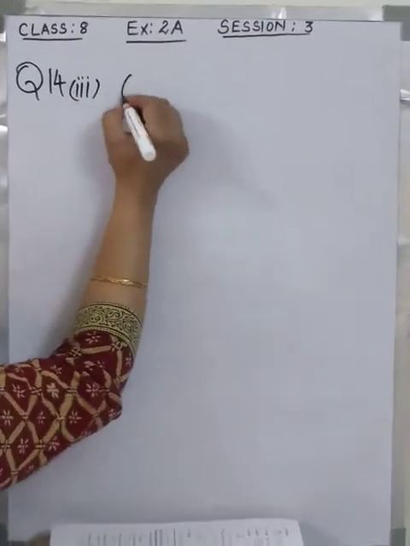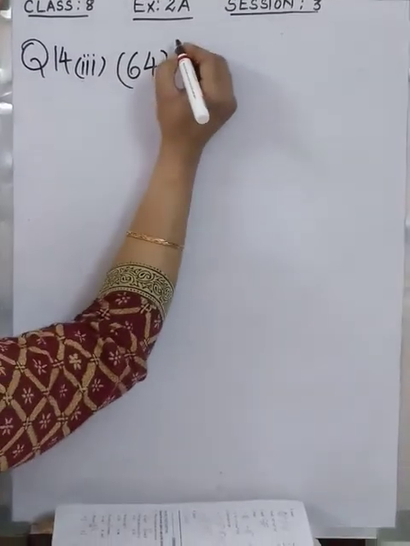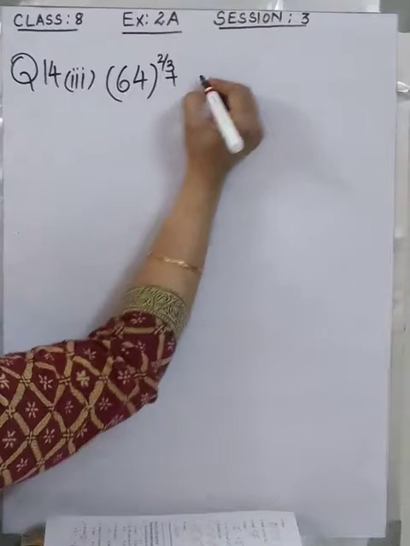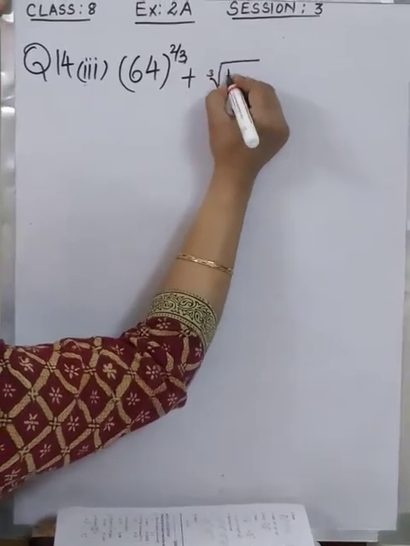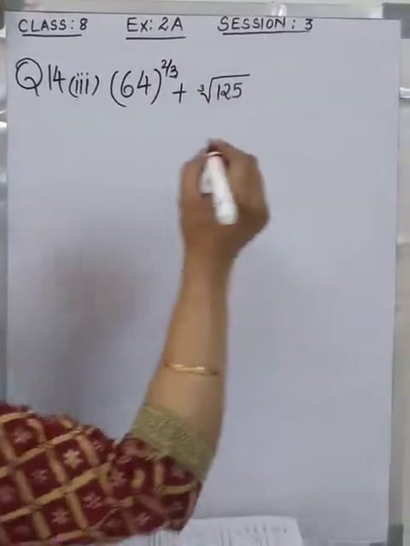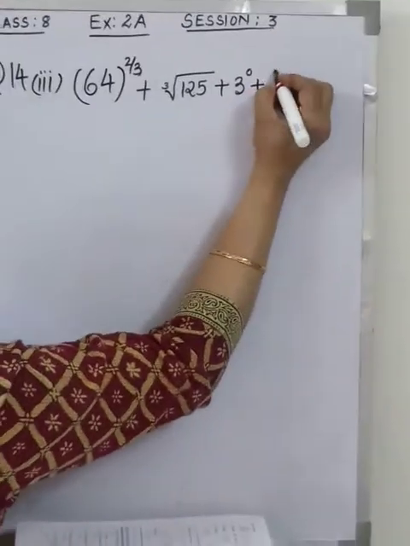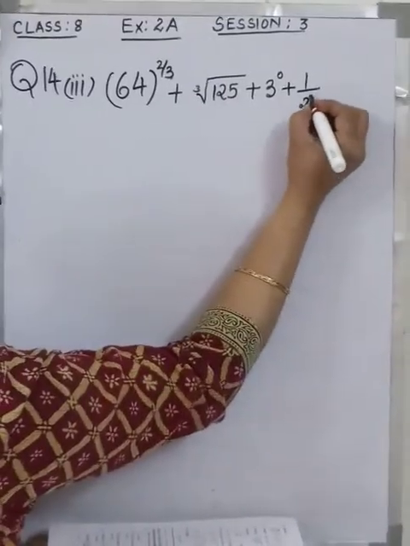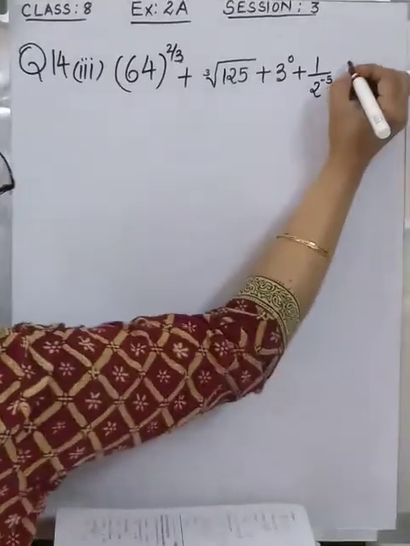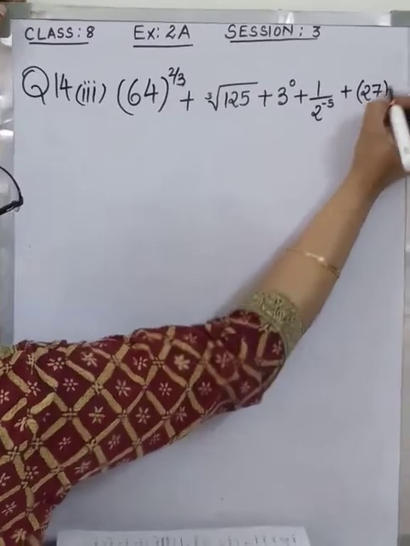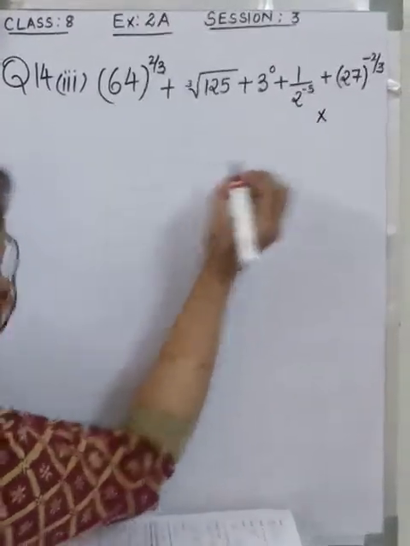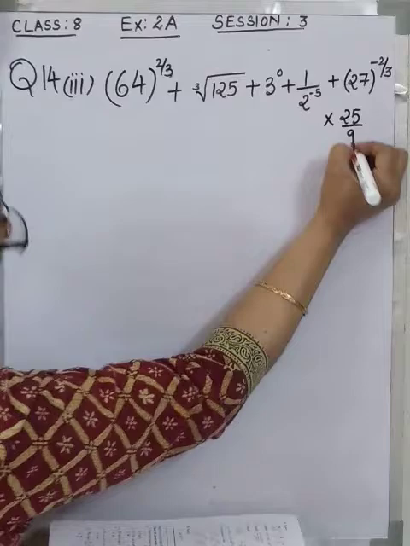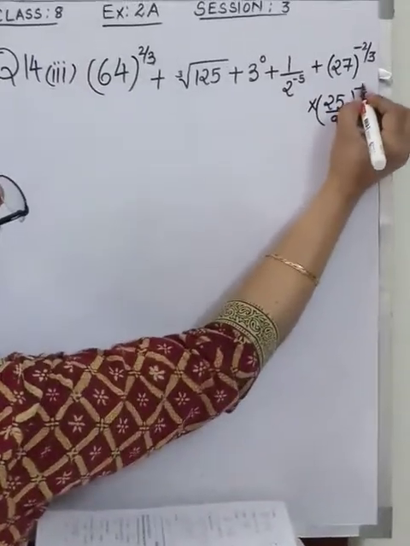It has 64 whole to the power 2 by 3, plus cube root of 125, plus 3 to the power 0, plus 1 upon 2 to the power minus 5, plus 27 whole to the power minus 2 by 3, into 25 by 9 whole to the power minus 1 by 2.